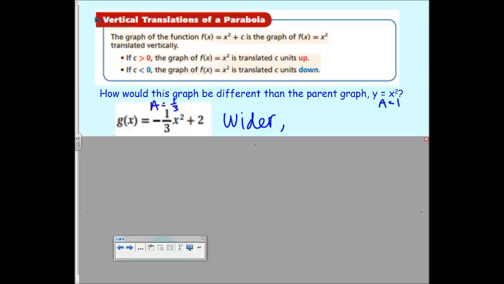And then what's the y-intercept of x squared? 0. What's the y-intercept here? 2. So does it move up or down? How many? 2 up. Moves up 2. Okay, and then as a bonus point, does this open up or down? Opens down, so it faces downward. If you put it on there, sure. It's easy. All right, so it opens down.